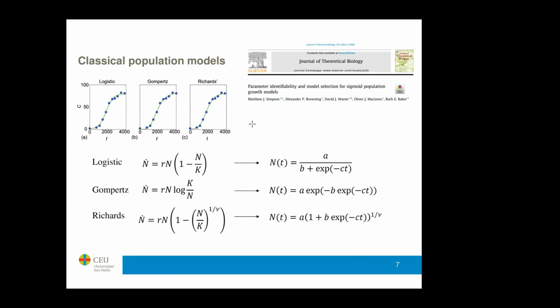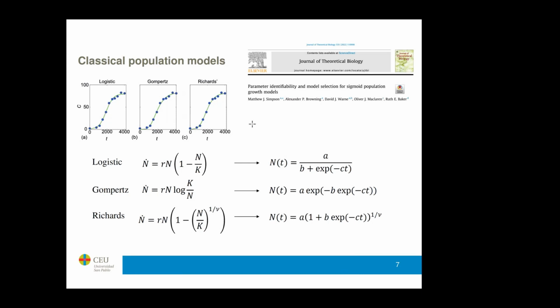And here we are using R as a parameter, so the parameters here are R and K, and here it is also R and K. So with R, K, and the initial value, the population size at time 0, you have 3 parameters that are the ones that define the logistic solution.